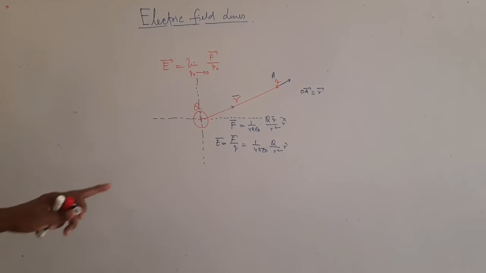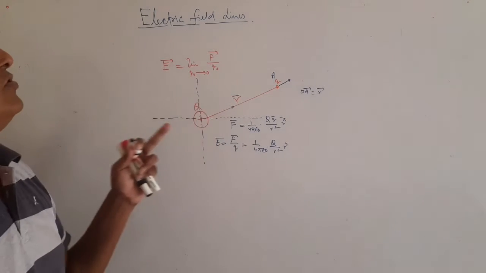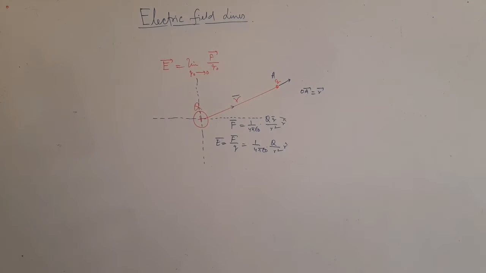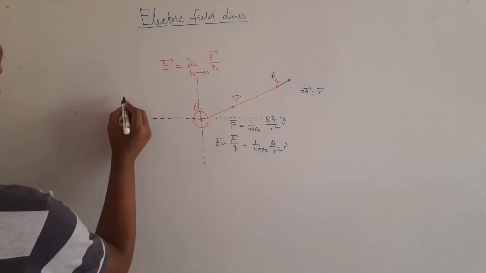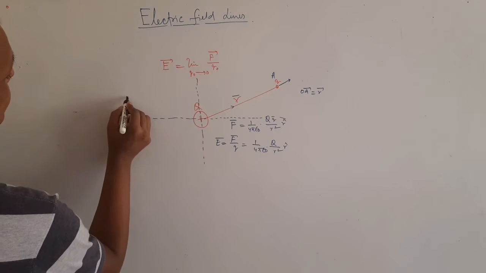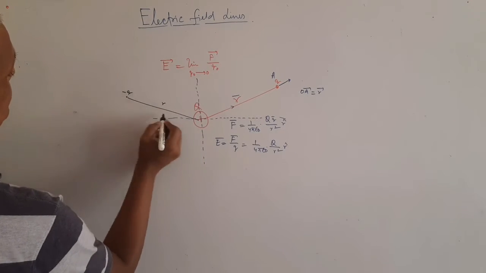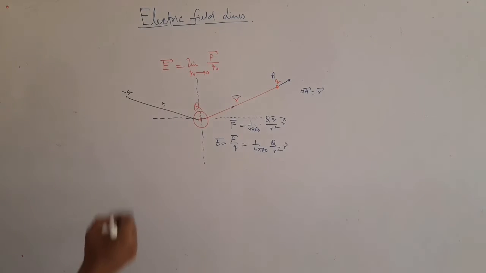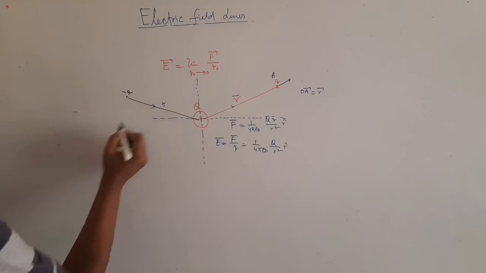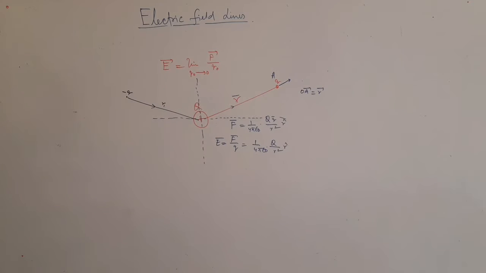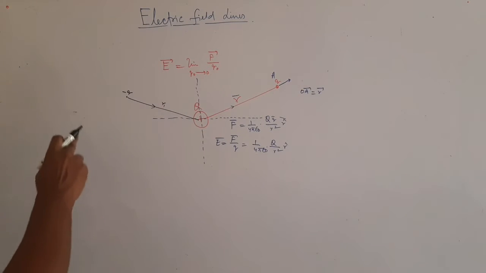Now the electric field is also very much in the direction of the force. But suppose you take another charge which is negative, minus Q, at a distance of R1. So the force on this will be acting towards the charge. This is the direction of the field.